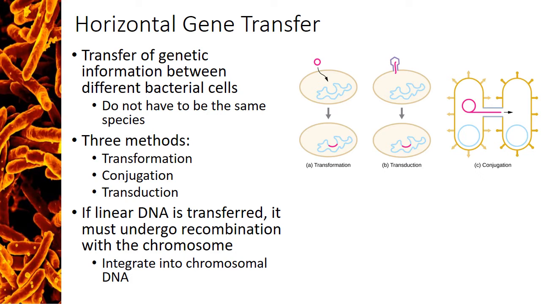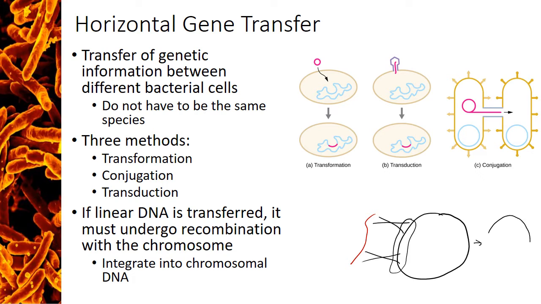So for example, if a linear piece of DNA came into the cell, it would have to recombine into the bacterial chromosome. That happens by inserting and swapping places with a piece of DNA that's already there. Usually parts of these regions are going to have to be homologous, where they have similar sequences. And so after recombination, the genome now will have this new piece of DNA inserted where the old piece had been. That process again is called recombination.